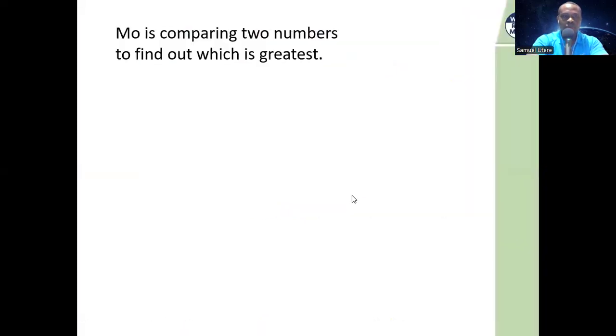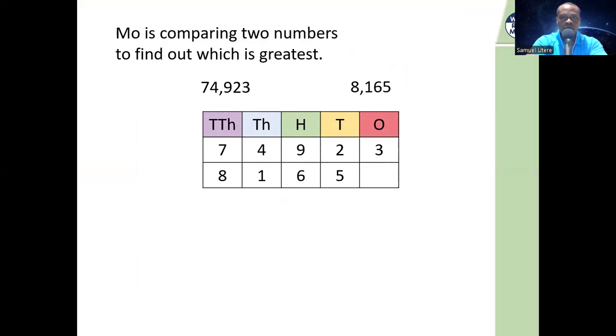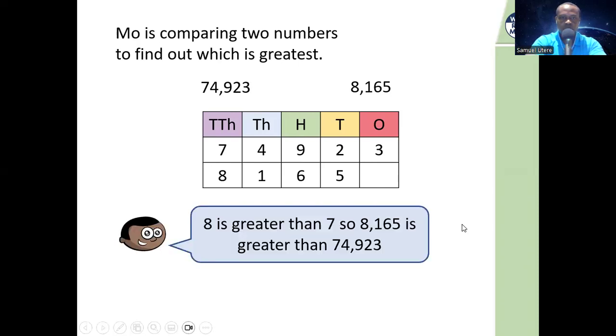Now, let's do some new learning. Mo is comparing two numbers to find out which is greatest. Here is what Mo did. I want you to have a think. What mistake has Mo made? Mo says 8 is greater than 7, so 8,165 is greater than 74,923.